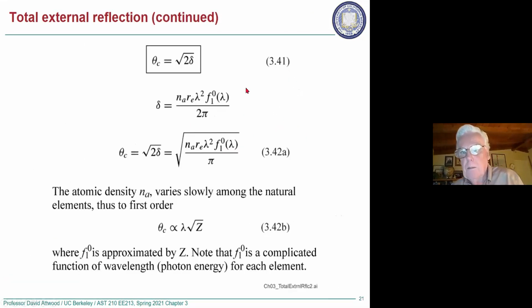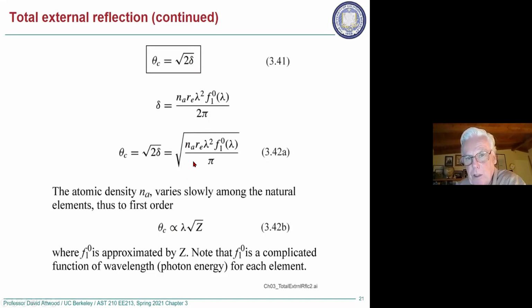This is just a little bit more detail. We had some relationship for delta, so we could substitute it in here, and we'd get that the critical angle now looks like this. So we see that the critical angle gets smaller by lambda. This is a square root of a lambda squared, so it gets smaller by lambda, and it depends on F1, okay? So here's the lambda factor.